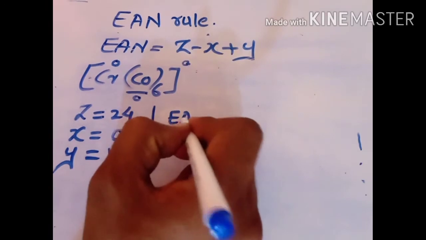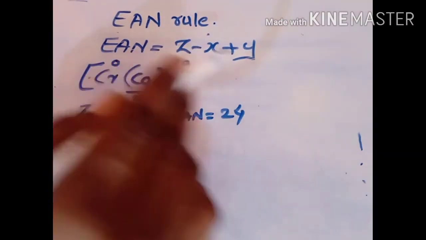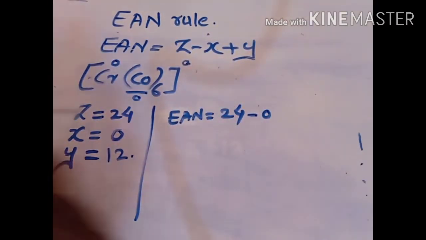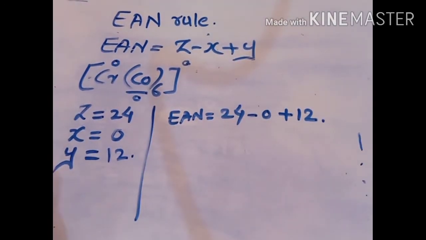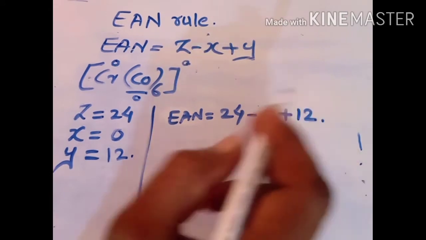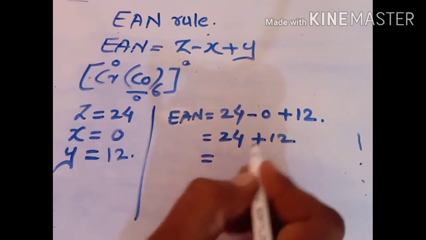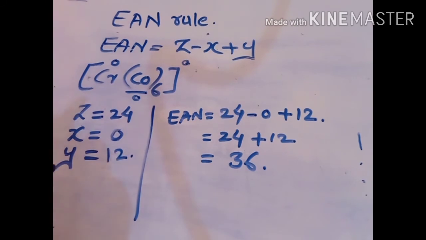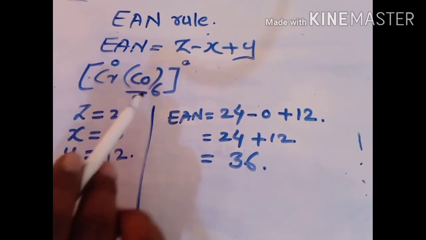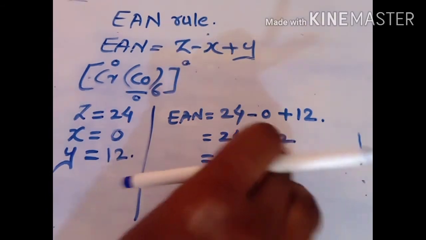That is EAN, which is equal to Z, that is 24, minus 0, plus Y, that is 12. So 24 minus 0 is 24, plus 12, that will be equal to 36. Now this complex also achieves the nearest noble gas electronic configuration or atomic number. That's why we can say that Cr(CO)6 obeys the EAN rule. So in this way we can calculate various examples.